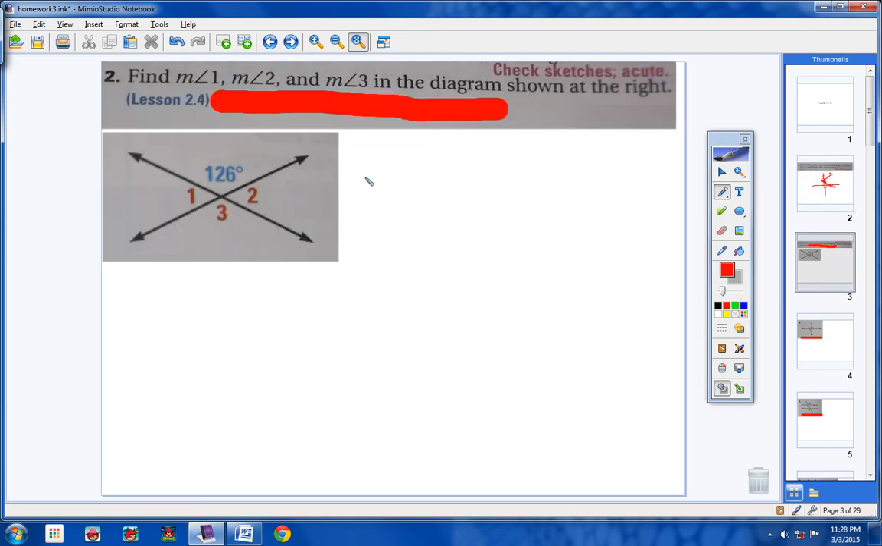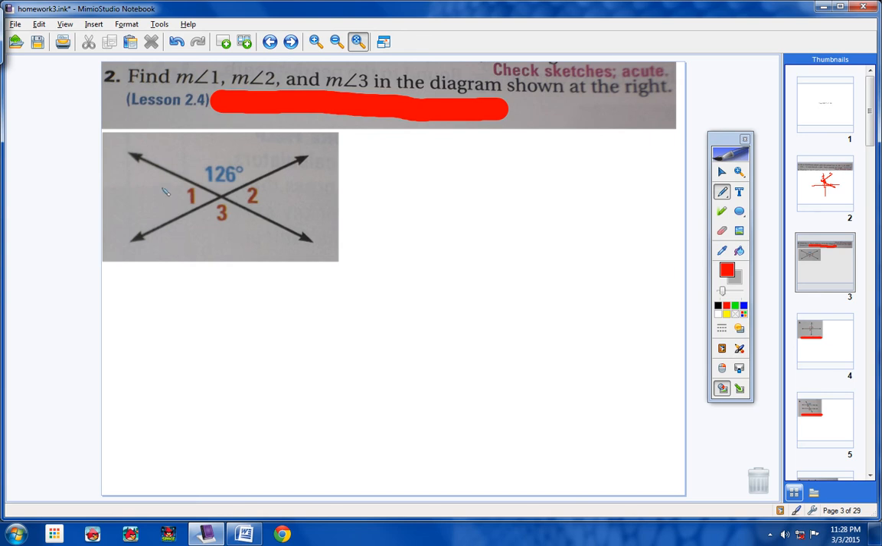All right, number 2. Find the measure of angles 1, 2, and 3. Now, here's what they're reviewing. They're reviewing in this problem two different things. Number 1, anytime two lines intersect. And by the way, students, you're welcome to work ahead on this assignment. That is totally fine. Just check and make sure you're getting them right, please, okay?